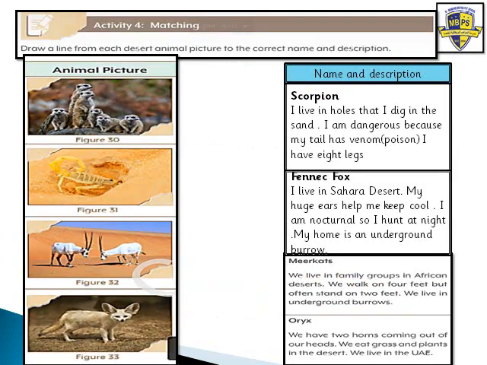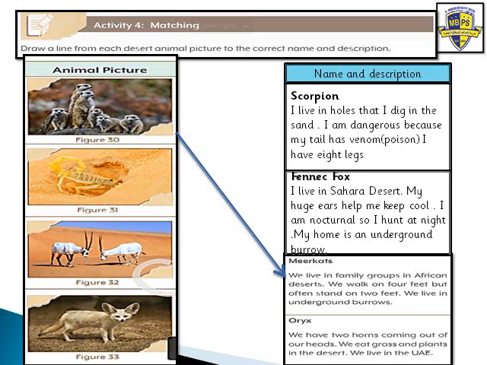Here, let us do this activity together. To match, draw a line from each desert animal picture to the correct name and description. First one, which animal is this? What can you see in the picture? These are meerkats. Let us read more about meerkats. Meerkats said, we live in family groups in African deserts. We walk on 4 feet, but often stand on 2 feet. We live in underground burrows.